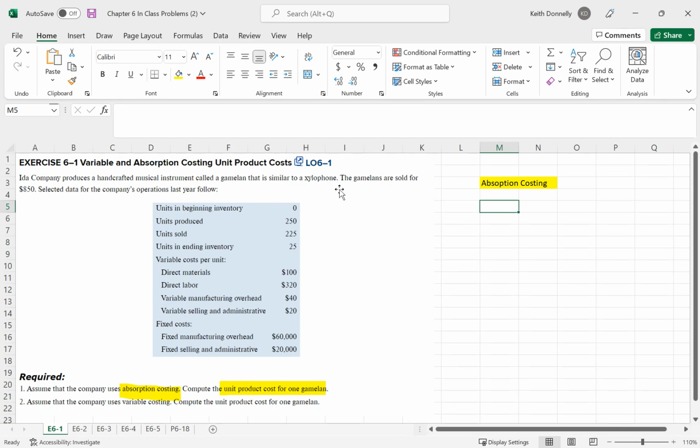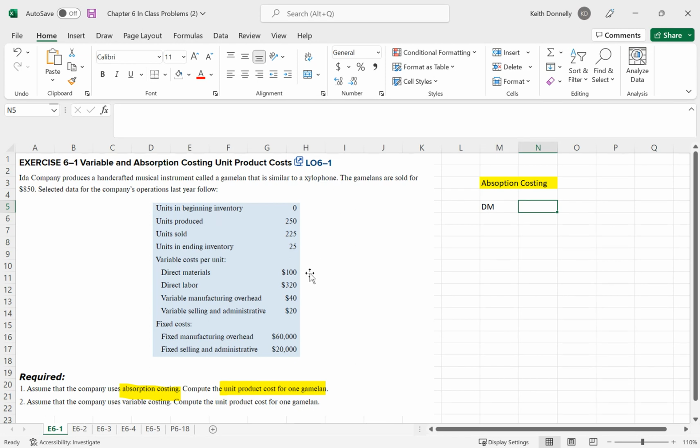Now, with absorption costing, this is used traditionally in external reporting required by GAAP. When we're looking at the cost of a unit or the cost of our goods sold, COGS, we're going to include our direct materials, our direct labor, and then our manufacturing overhead, both our variable manufacturing overhead and our fixed manufacturing overhead. Right, so first thing we got to do is find our direct materials.